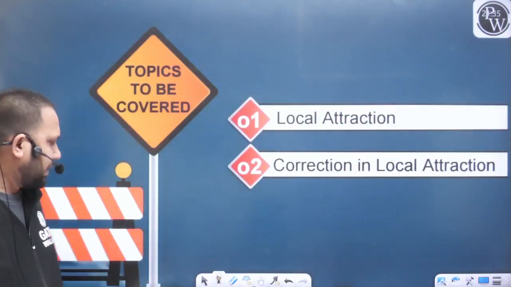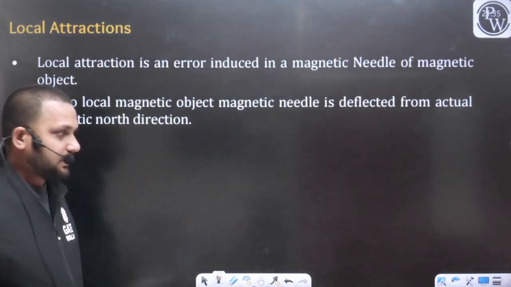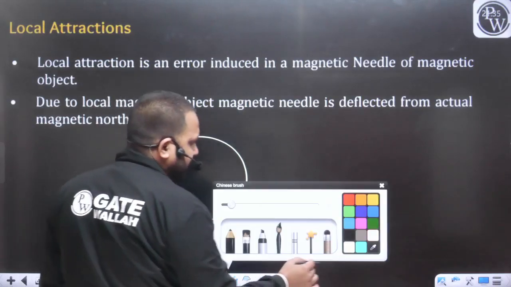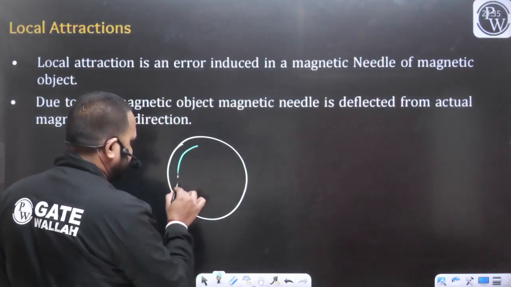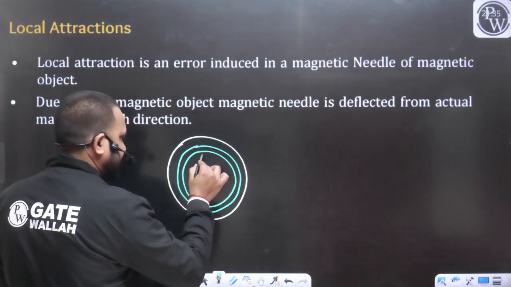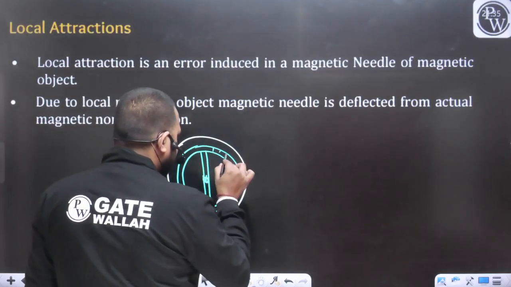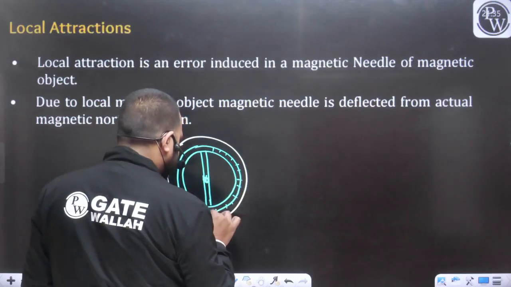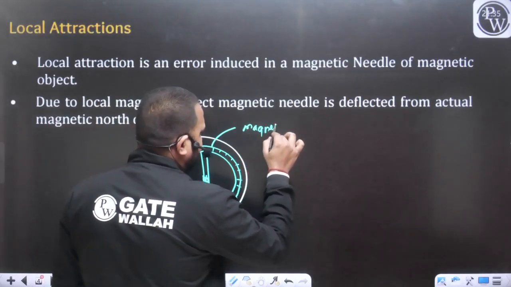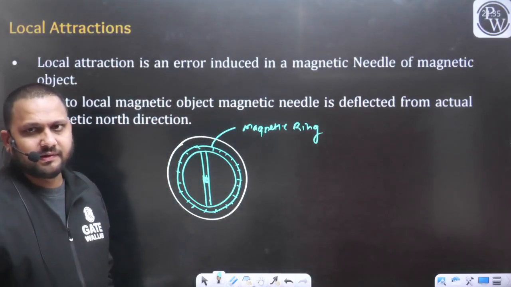So what do you mean by local attraction? Listen carefully. This is your compass, for example, your prismatic compass. In the prismatic compass, there was a graduated ring, something like this, yes or no? I think you all should agree that this ring is the magnetic ring, yes or no?